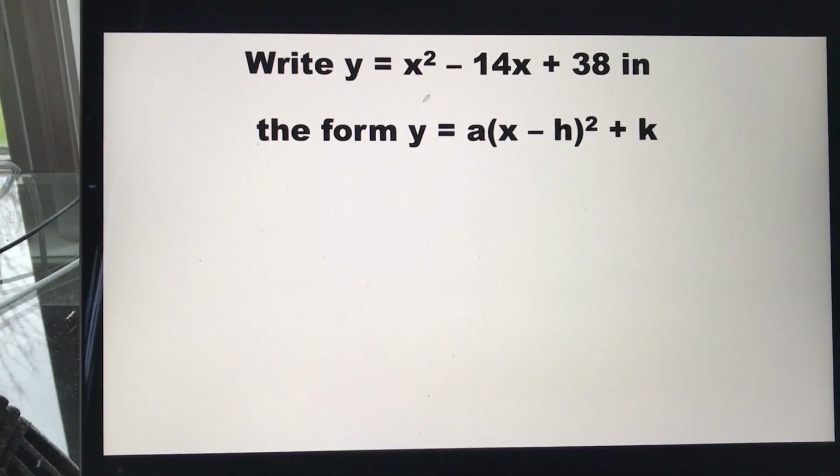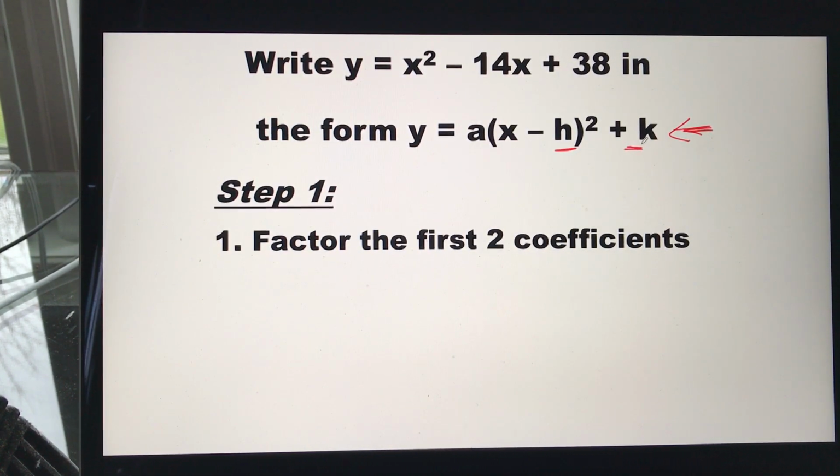So for example, suppose we have a quadratic y equals x squared minus 14x plus 38. And we want to put it into this form, this vertex form here, because we're curious as to the vertex, h and k. Step one, we factor the first two coefficients. So here we have the x squared and the negative 14x.